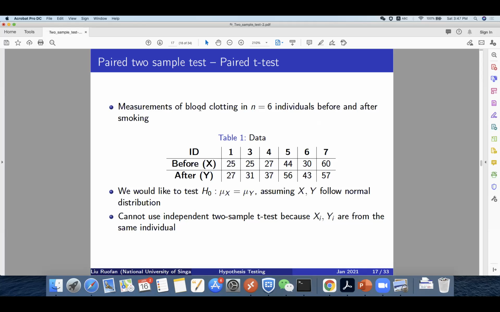Suppose we have measurement of blood clotting for 6 individuals before and after smoking. So for patient ID equal to 1, these two observations are coming from the same patient, before smoking and after smoking. And we would like to still test the hypothesis mu x equal to mu y. But we cannot do independent two-sample t-test because xi and yi are from the same individual.